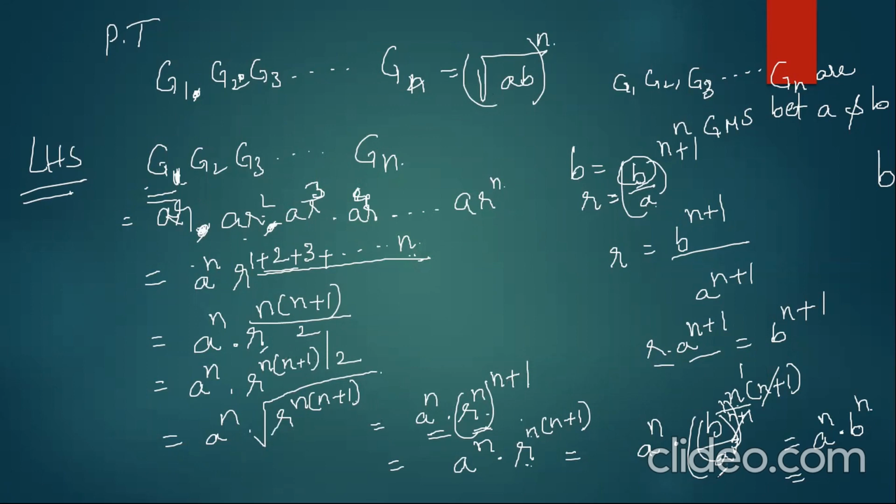Okay. So, here a power n plus 1 again, b by a whole power n plus 1, means this n plus 1 and this n plus 1 get cancelled. And here a power n plus 1, if it goes to the top, then it becomes a power 1 by n and b power 1 by n. So, ab whole power 1 by n. So, this can be written as nth root of ab. Nth root of ab. Okay.